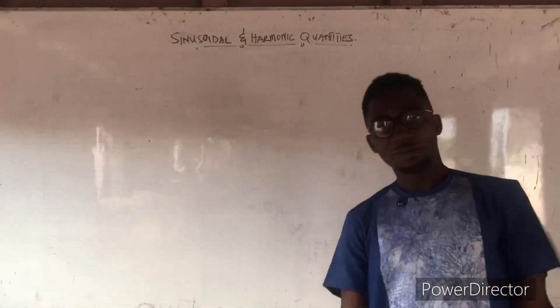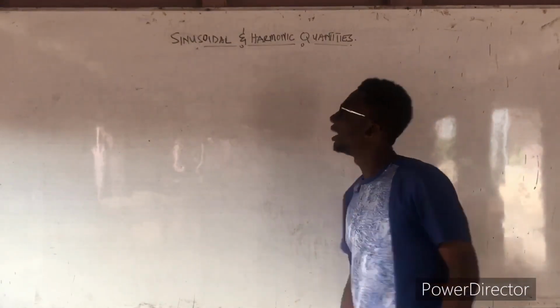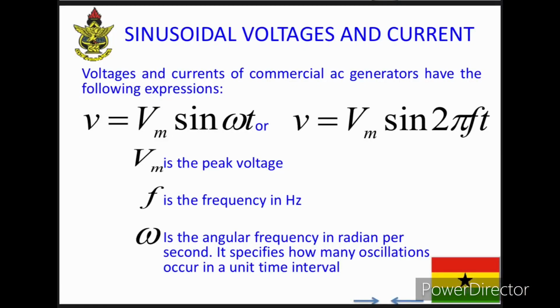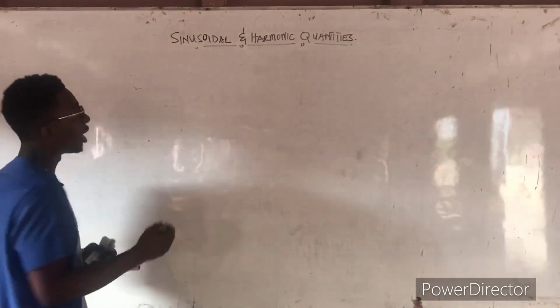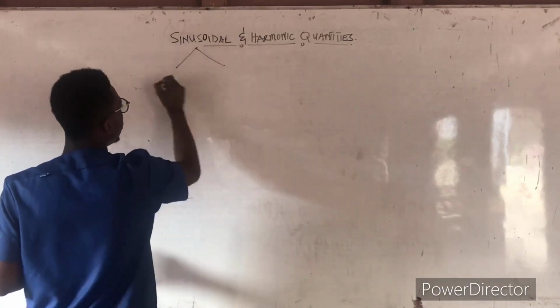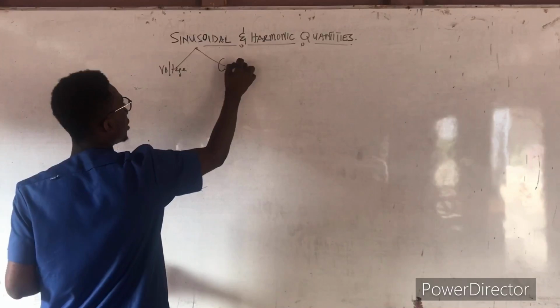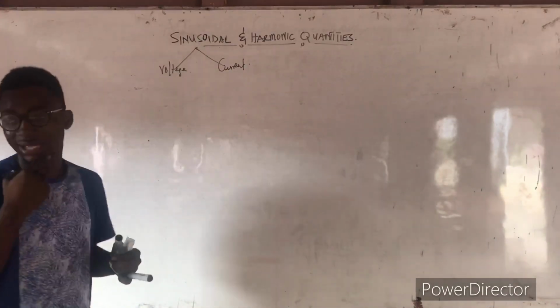Okay, so lovely people, welcome to another episode, and today we're dealing with the sinusoidal and the harmonic quantities. Under the sinusoidal quantities, we have the voltage quantity, and also the current quantity. So with the sinusoidal, we'll be dealing with the sinusoidal voltage quantity and also the sinusoidal current quantity.